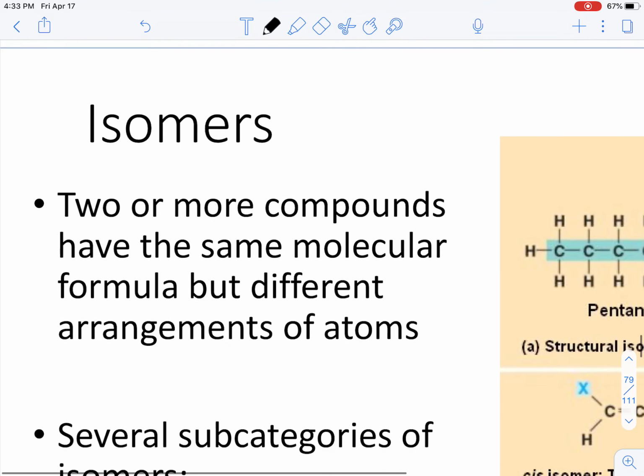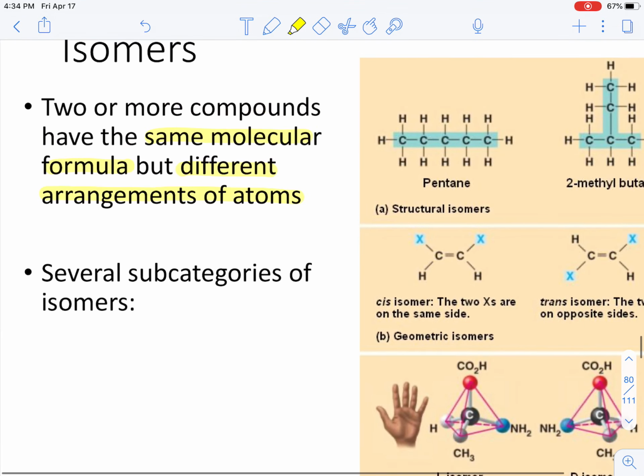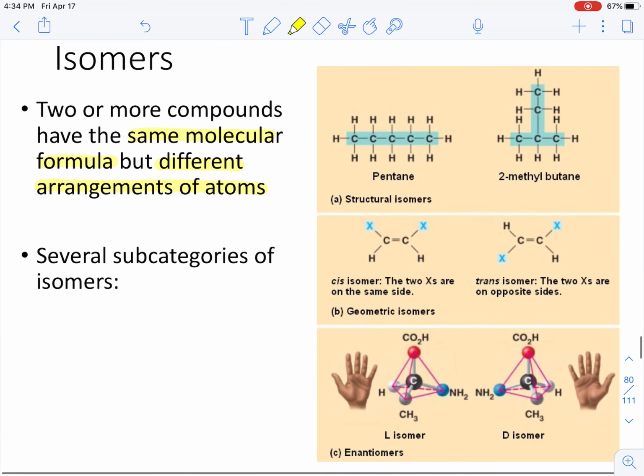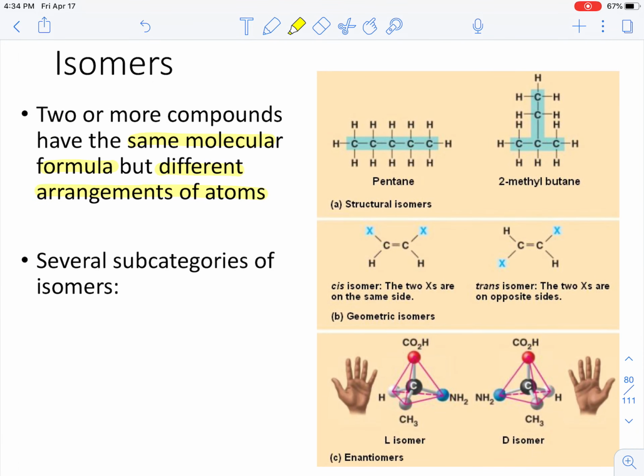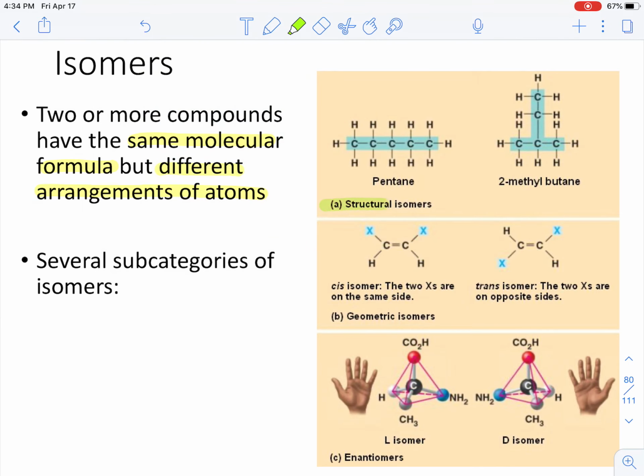The first thing that we need to address is what is its definition. So what are isomers? Isomers are chemical compounds that have the same molecular formula, but the arrangement of their atoms is different with respect to each other. It turns out that there are three different types of isomers, and we'll learn them in future lecture videos. The first type of isomer, I'll do this one in green, is a structural isomer.